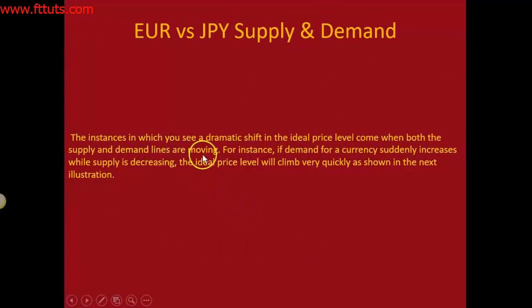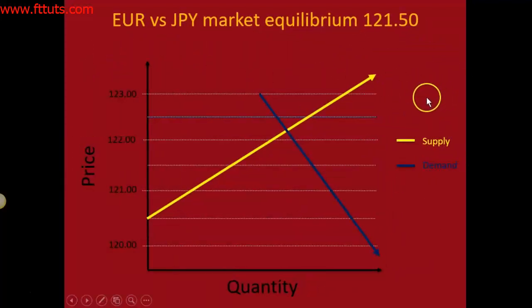The instance in which you see a dramatic shift in the ideal price level comes when both the supply and demand lines are moving. For instance, if demand for a currency suddenly increases while supply is decreasing, the ideal price level will climb very quickly, as shown in the next illustration. You can see the ideal exchange rate is much higher than 122 at the moment. We moved the demand line more to the right, and you can see what happened.